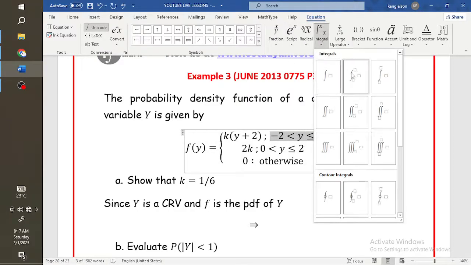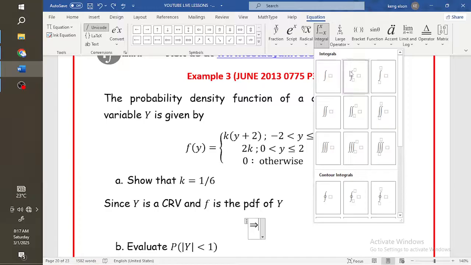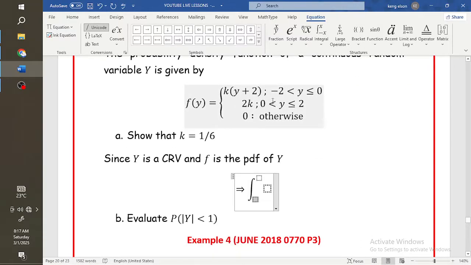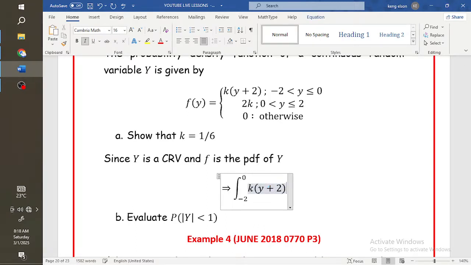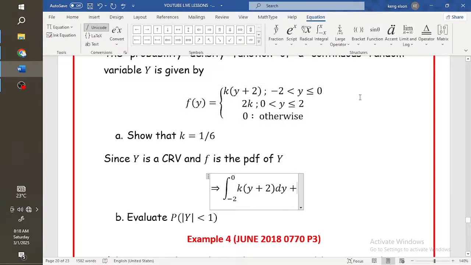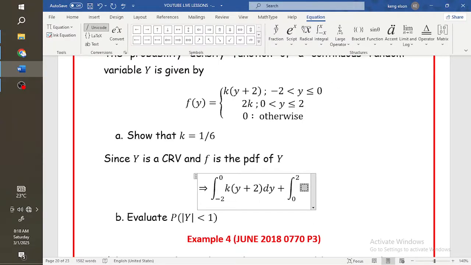Okay, so you are going to say, we are here instead. So we are going to take the integral from, what is the first bound? Negative 2 to 0 of k into y plus 2, dy. Then we add it to, because there's another portion, and that portion is the integral from 0 to 2 of 2k dy must be equal to 1.